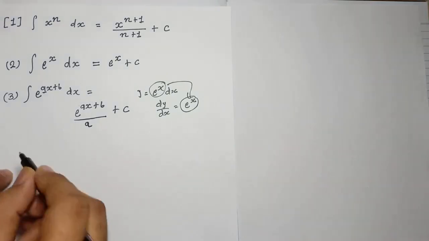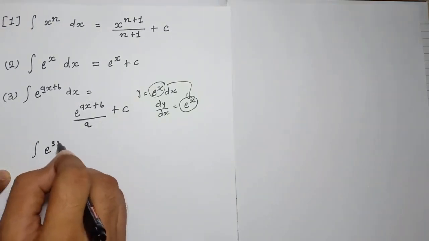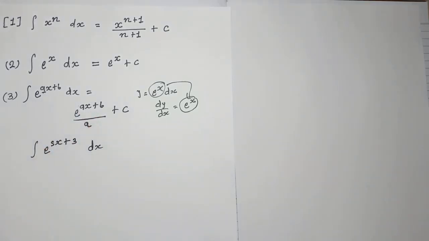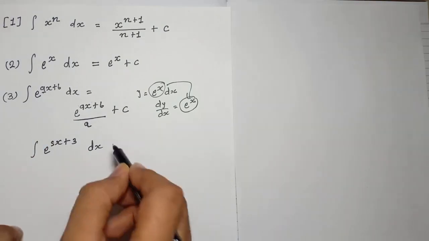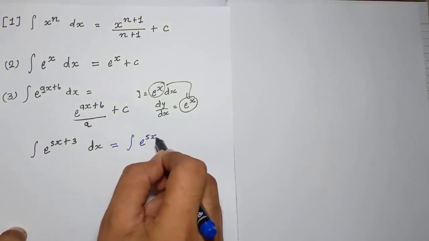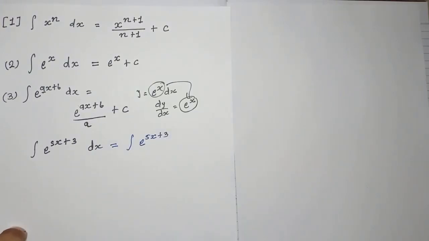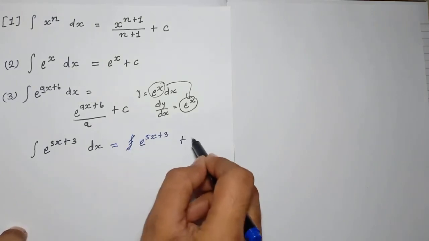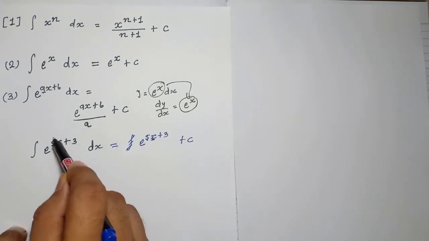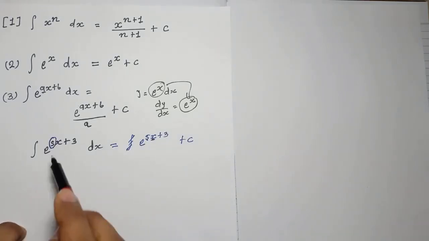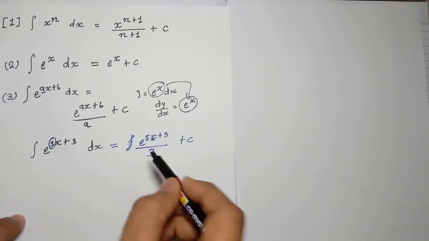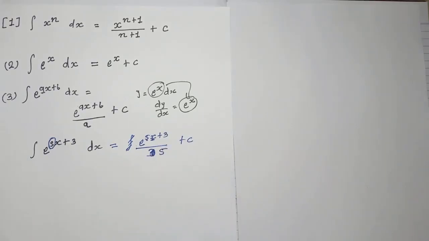Let's take an example so you can understand. Suppose e raised to 5x plus 3. I told you a and b are just constant numbers. Now what is the integration of this? First of all, it will be as it is. Then look at the number which is multiplied with x. You can see that 5 is multiplied with x, so just focus on x. The number multiplied with x will come in division. Means 5 will come in division.